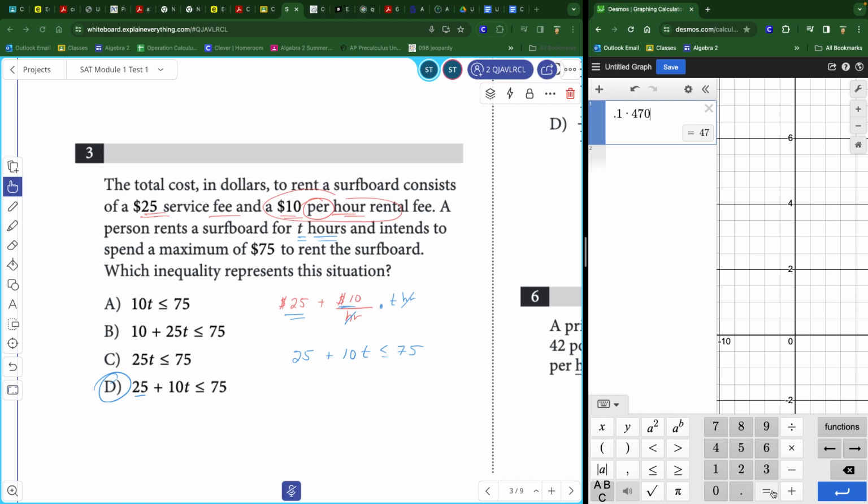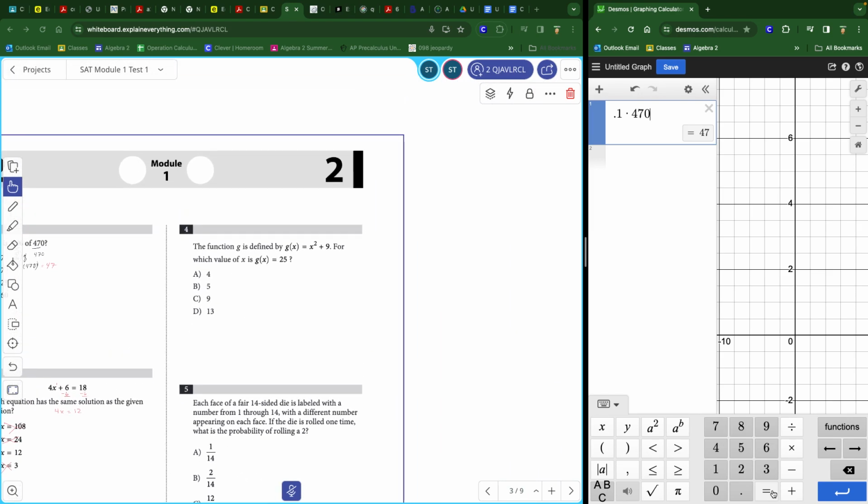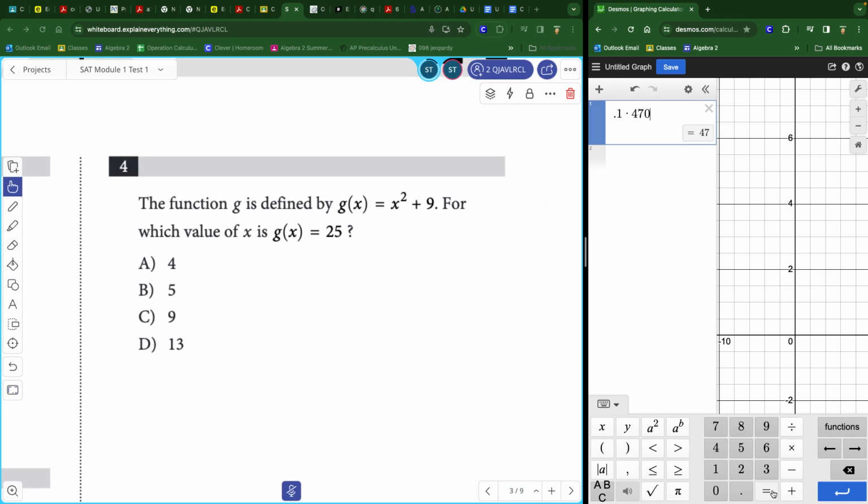All right, question number 4 up here. Function g is given by this equation right here: g of x equals x squared plus 9. They want you to figure out what x makes g of x equal 25. So the question is, when is g of x equal to 25?